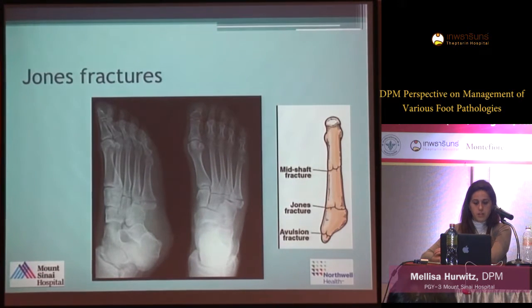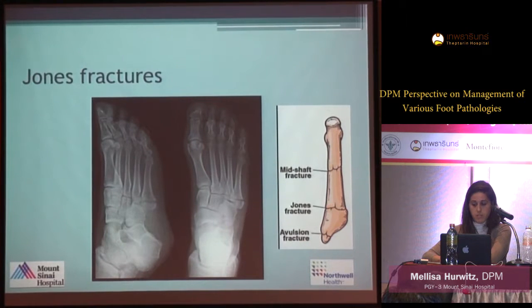So the fifth metatarsal is a unique one as compared to the other metatarsals, because there have been all of these classification systems designed to treat these fractures because of a particular fracture, which I'm about to talk about. Generally you'll see three types of fractures in the fifth metatarsal. You'll see your mid-shaft fracture, which is sometimes known as the dancer's fracture, the Jones fracture, which is at the metadiaphyseal junction of the bone proximally, and the avulsion fracture.